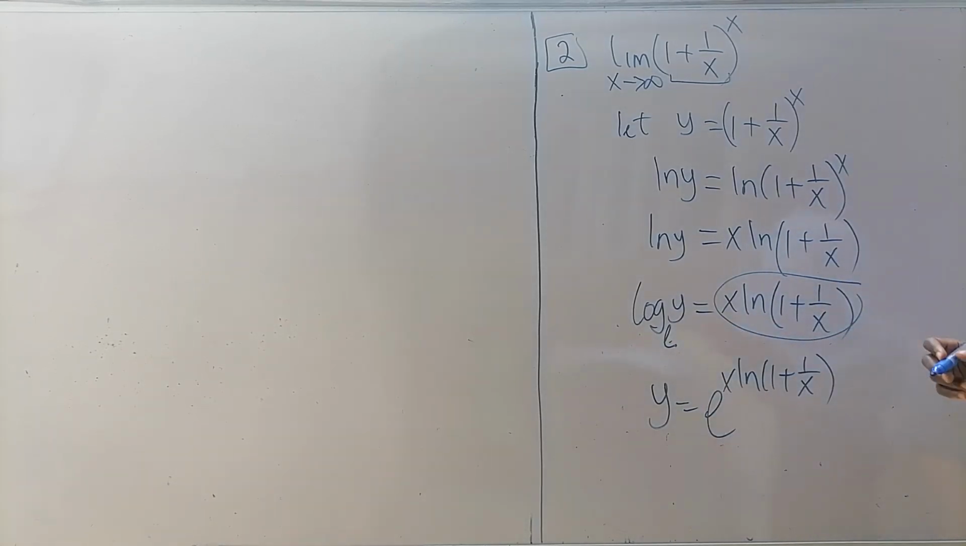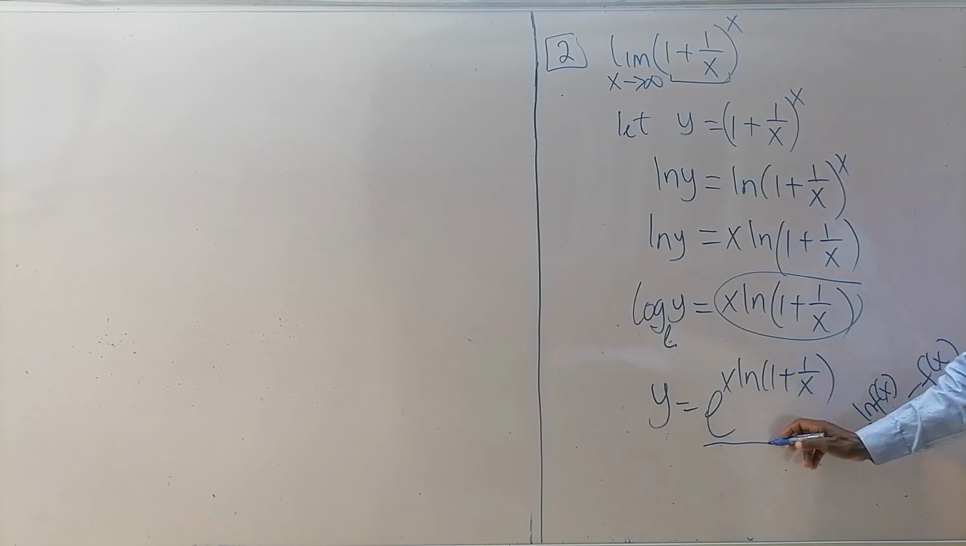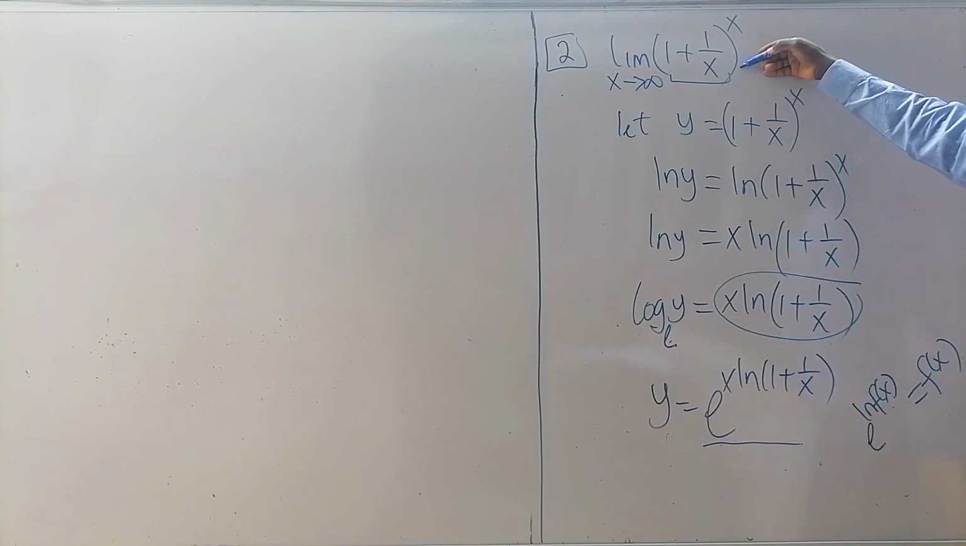So we've written the given function in exponential form. Actually, they are the same thing, because you must bear in mind that the natural logarithm of a function is going to give you that function, and that is what we have done here. This exponential form and this given function are the same thing.